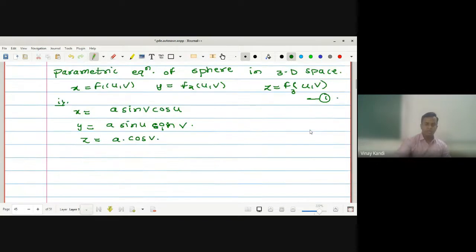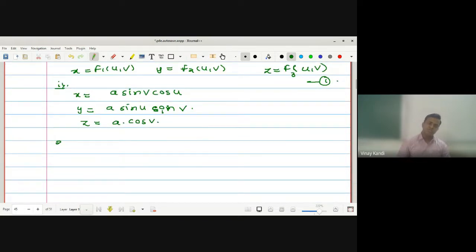Now the other one: the second parametric equation of the sphere in 3D space is what?